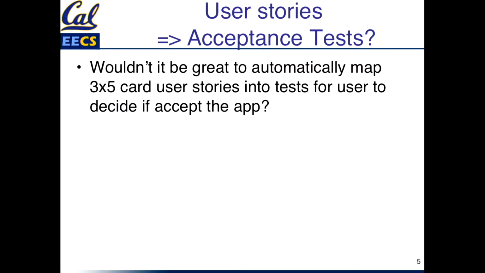So this is like science fiction to me. We have these 3x5 cards. How come we can't take these 3x5 cards and turn them into acceptance tests? Because this is what the user asked for. The user said, this is what I want, and if you'll just do that, it'll make me happy.